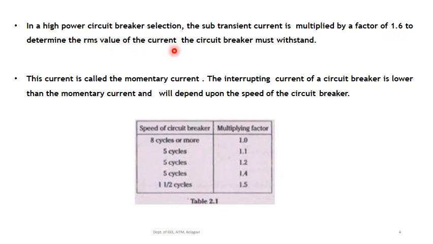Is it clear? So these are the various speeds of the circuit breaker given. For that, a multiplying factor is given. These are the standard values we need to take for our calculation purpose. For 8 cycle, the multiplication factor is around 1. For 5 cycle it is around 1.1. Like that, for the various cycles the multiplication factor is given. These cycle multiplication factors we need to consider for solving our problems.